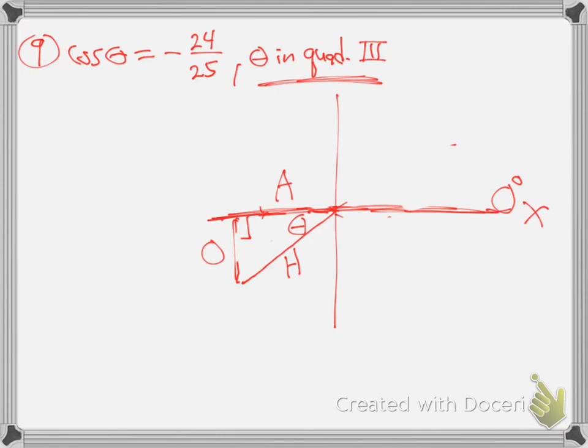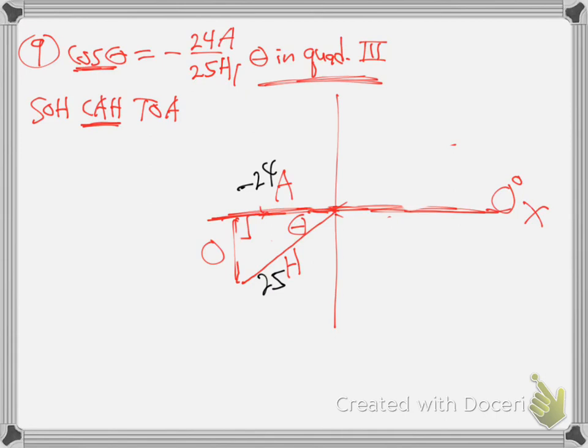Now, remember the trig functions? Remember SOHCAHTOA? That's how you know the sine, cosine, tangent kind of stuff. Okay, so we're talking cosine. Cosine is what? Adjacent over hypotenuse. So that means this is adjacent, and this is hypotenuse. The 24 is adjacent, and the 25 is hypotenuse. You tracking with me? So that means this is minus 24, and the hypotenuse is 25.